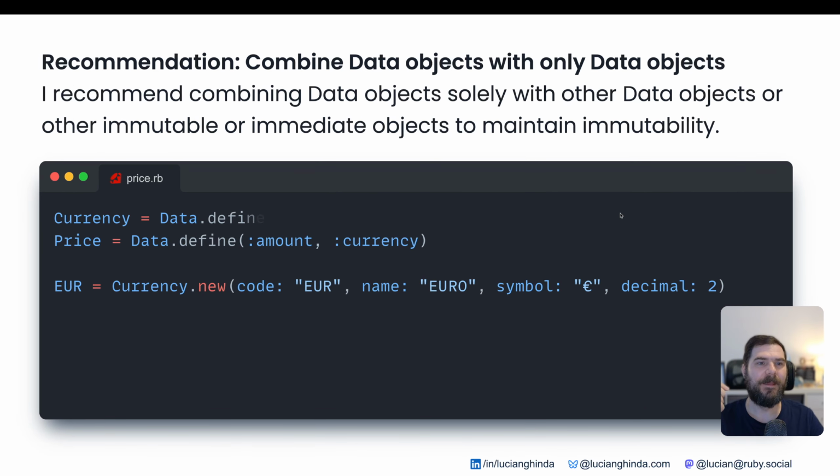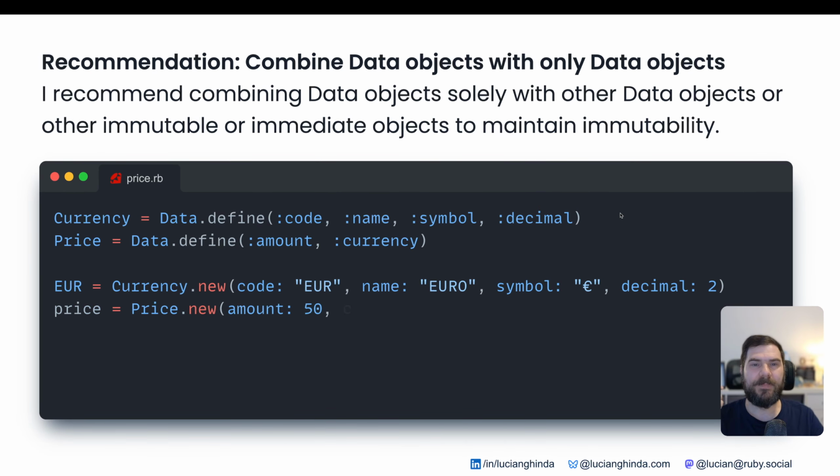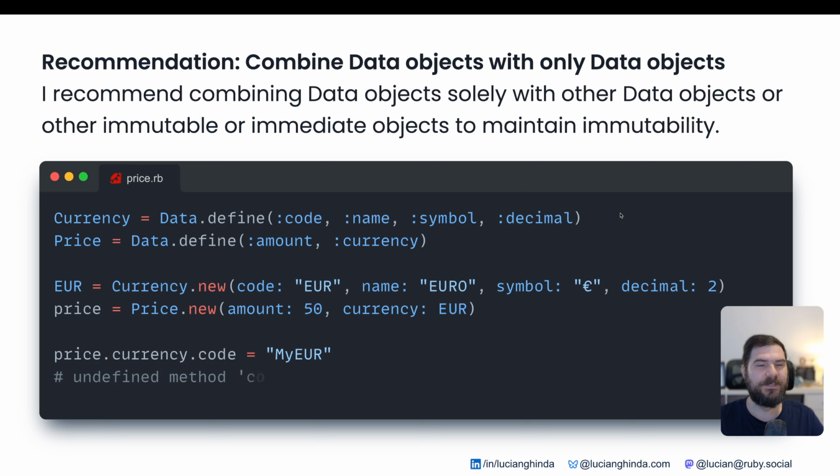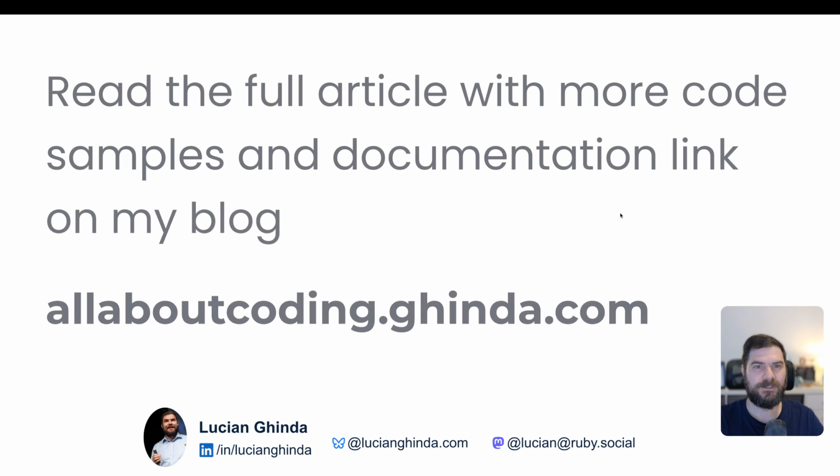Recommendation. My recommendation is to combine data objects only with other data objects or only with immutable and immediate objects. This way you make sure that not only the outer object, but also the internal objects remain frozen. So nothing will change that structure for you.